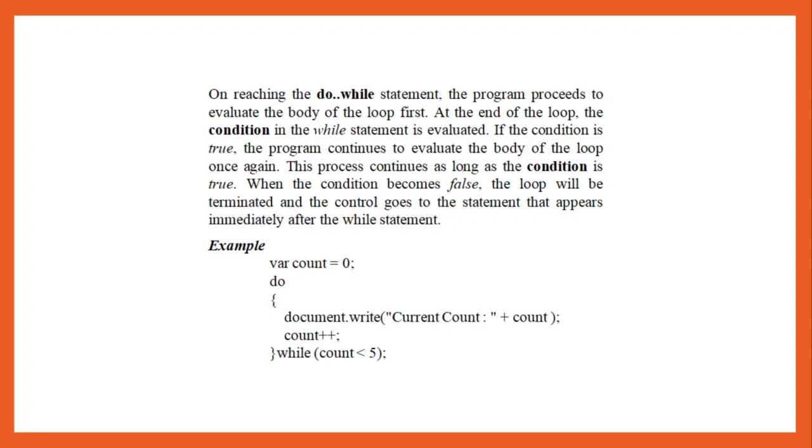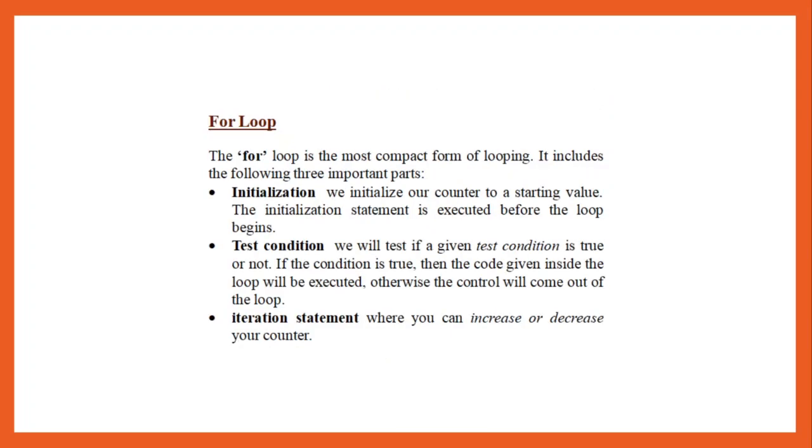On reaching the do while statement, the program proceeds to evaluate the body of the loop first. At the end of the loop, the condition in the while statement is evaluated. If the condition is true, the program continues to evaluate the body of the loop once again. This process continues as long as the condition is true. When the condition becomes false, the loop will be terminated and the control goes to the statement that appears immediately after the while statement. This is about do while, and the next one is the for loop.